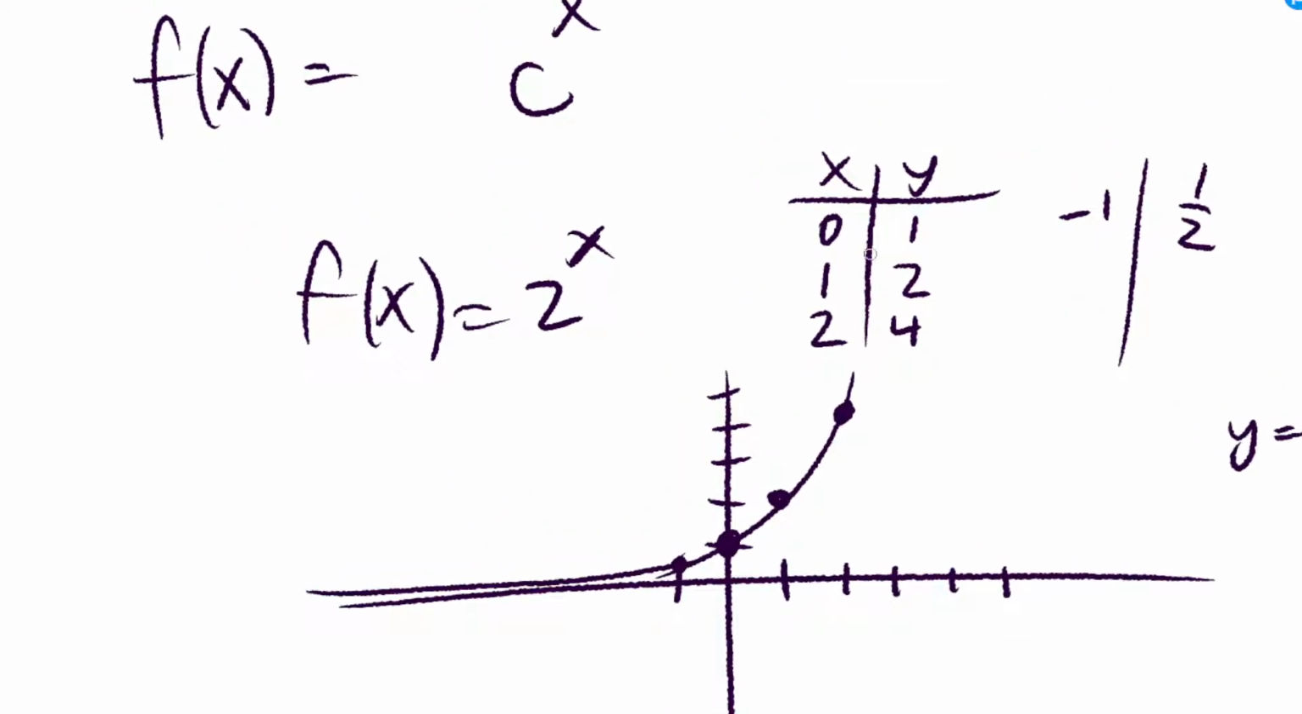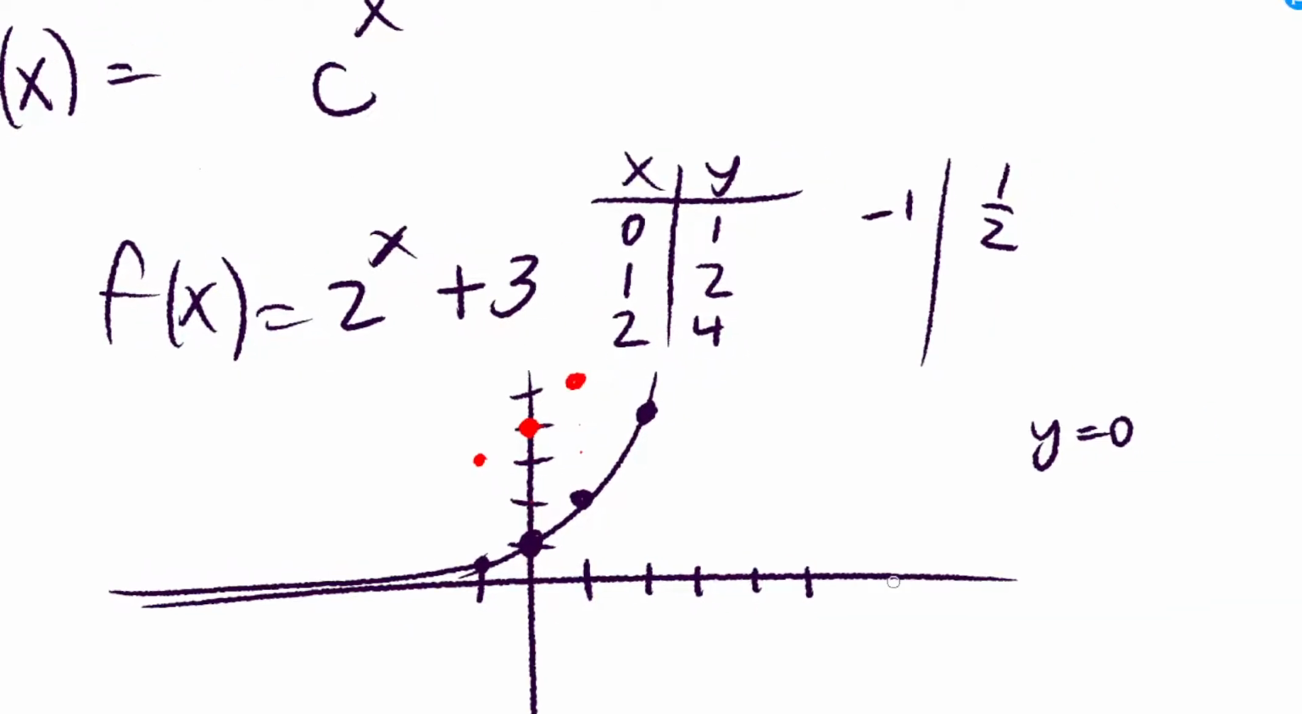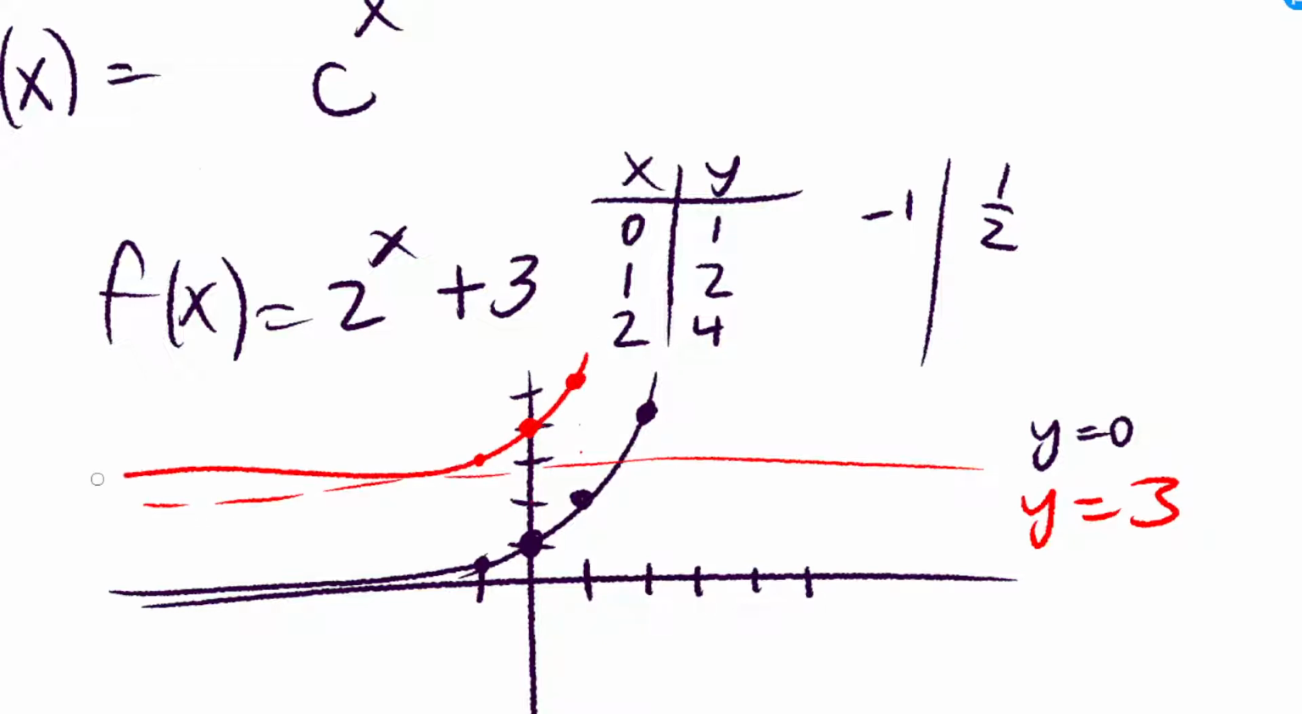Let's throw some extra things into the loop. Say you had something like 2 to the x plus 3. In that case, what we're going to do is move our parent graph up by 3. So 1, 2, 3, and this one would be about right here. And our horizontal asymptote will also move up. So we'll do y equals positive 3. So we cannot cross, we cannot go below positive 3.